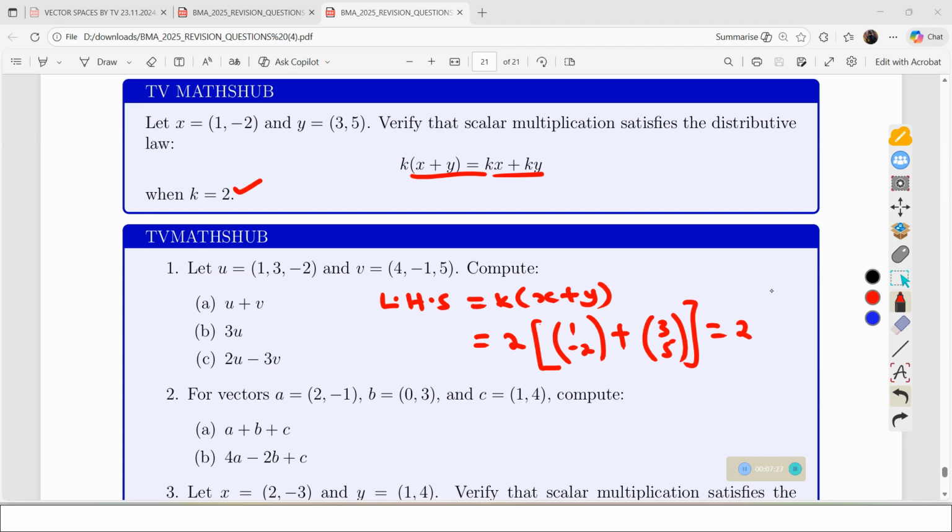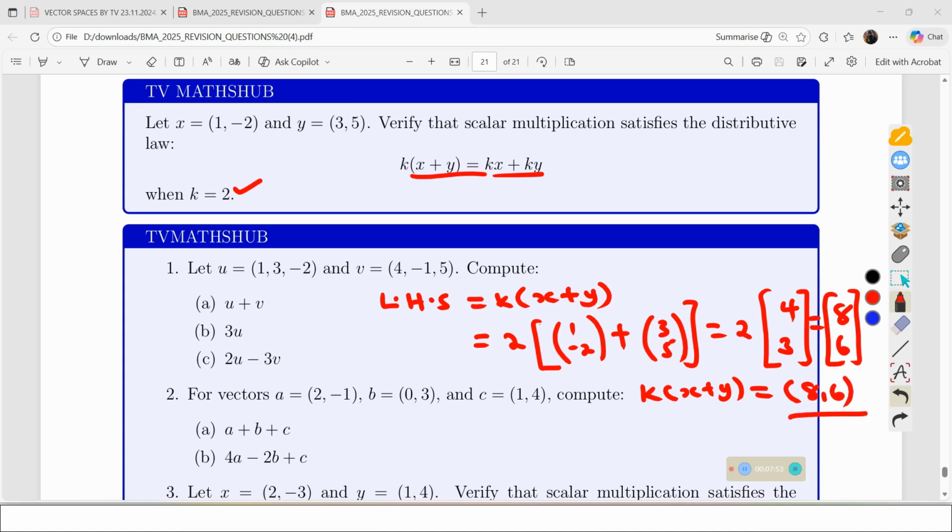This is 2 into, now add 1 plus 3, that is 4, and negative 2 plus 5, that is positive 3. So multiply 2 by 4 to give us 8, and multiply 2 by 3 to give us 6. So it means our k into x plus y is the same as (8, 6).